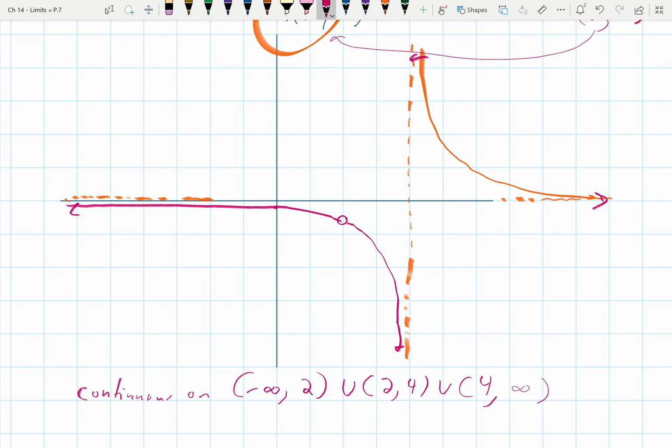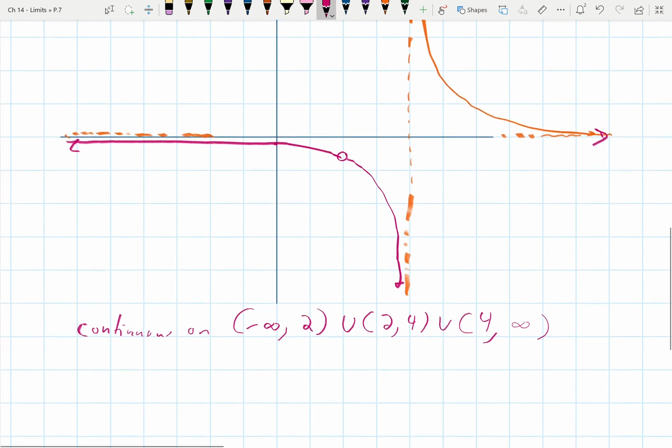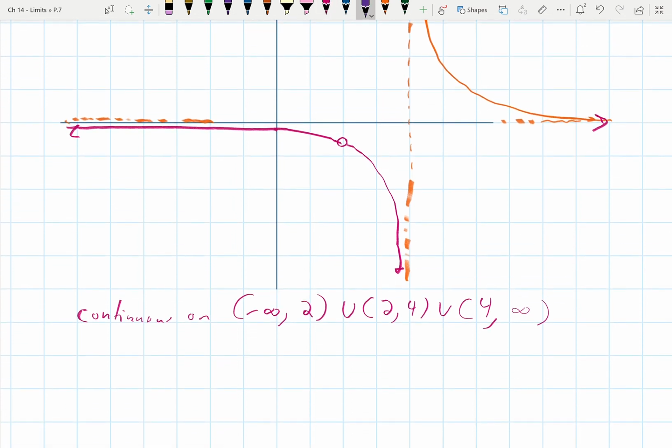This graph highlights the two different kinds of discontinuities that we typically see, points of discontinuity and vertical asymptotes. Let's answer a few questions about it while we have this.